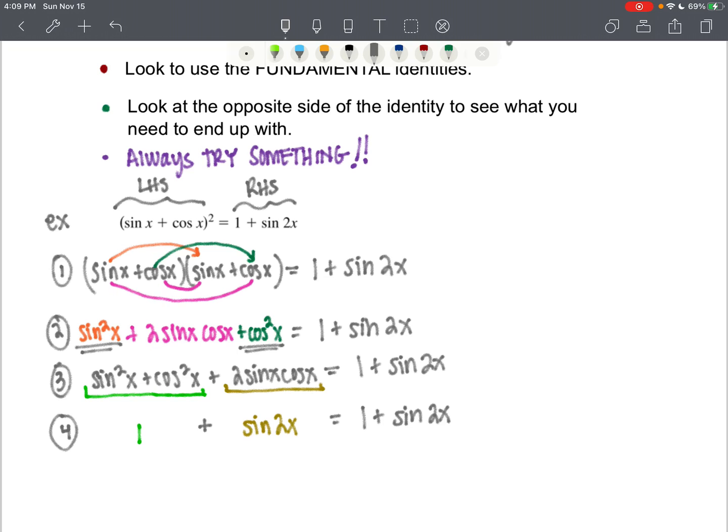the easier it will be to go from one step to the next. Without knowing your identities, you're probably spending much more time going from one step to the second step than I've spent right here. So it all comes down to your skills with algebra, and it comes to how well you know your identities. The left-hand side is exactly the same thing as the right-hand side. Therefore, we have verified our identity.